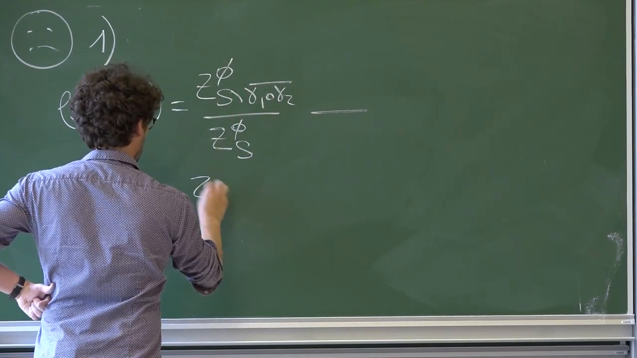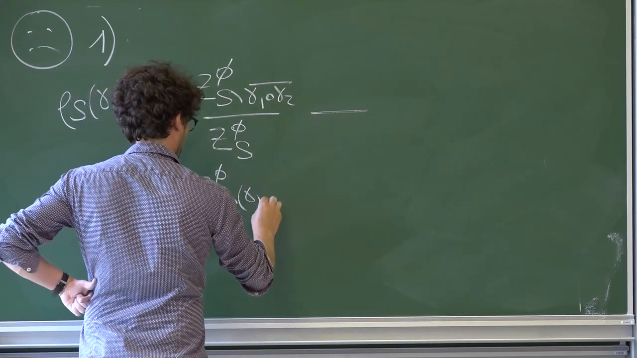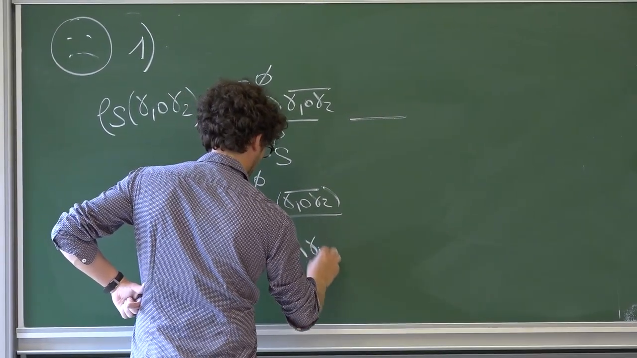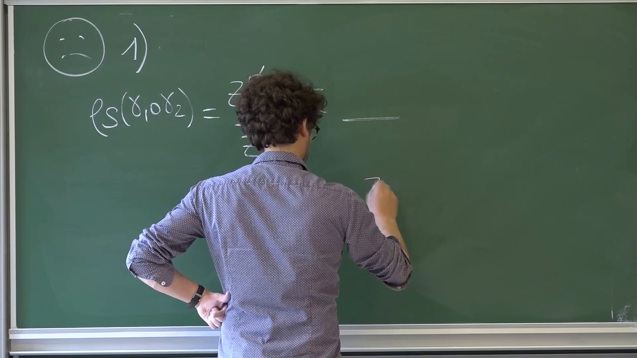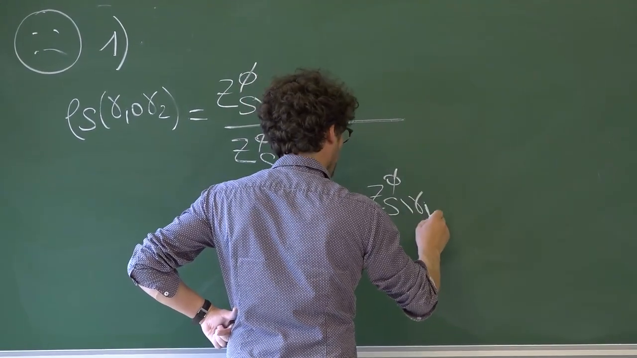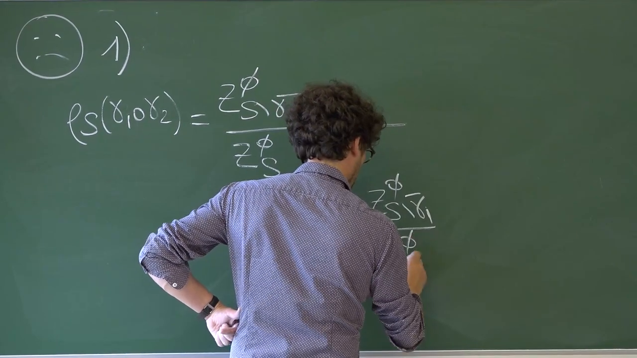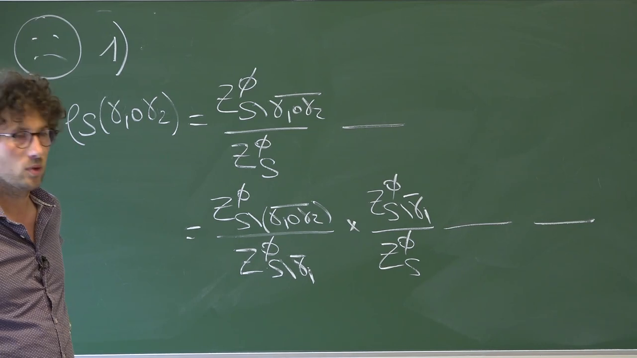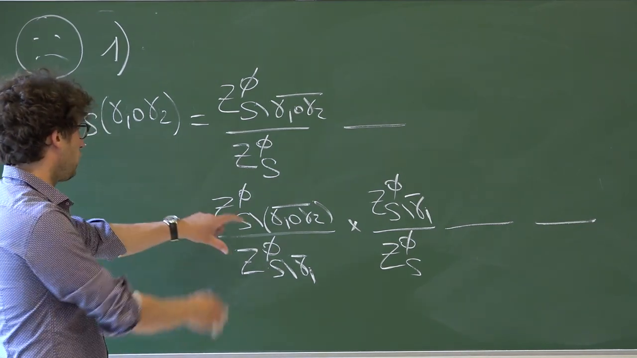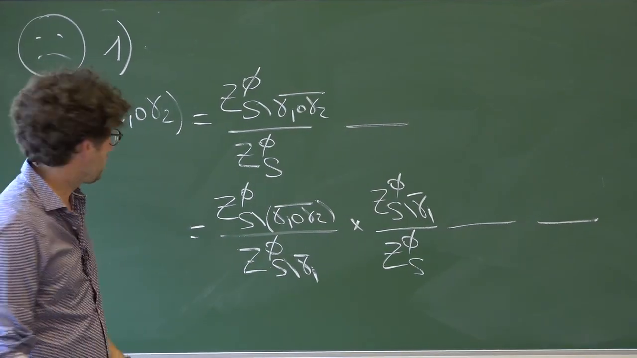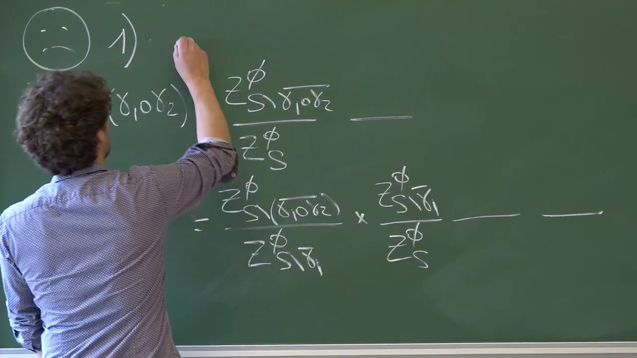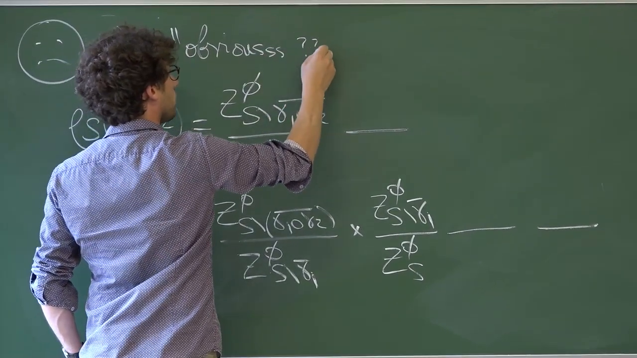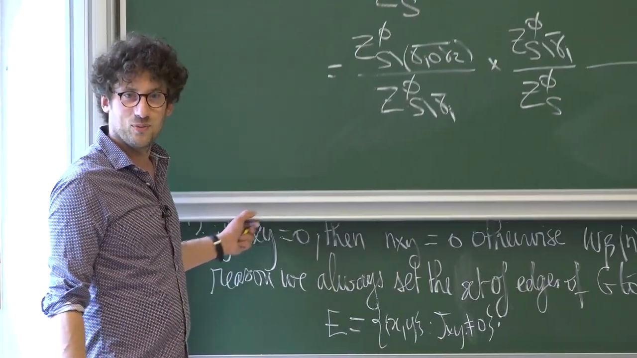And here what you can do is just divide and multiply by gamma 1 bar. If you do things carefully, you exactly end up with what you want. Okay? So it's just something of dividing and multiplying by the right thing. It's really not deep. So let's call it obvious. If you do it carefully, it works. Okay.